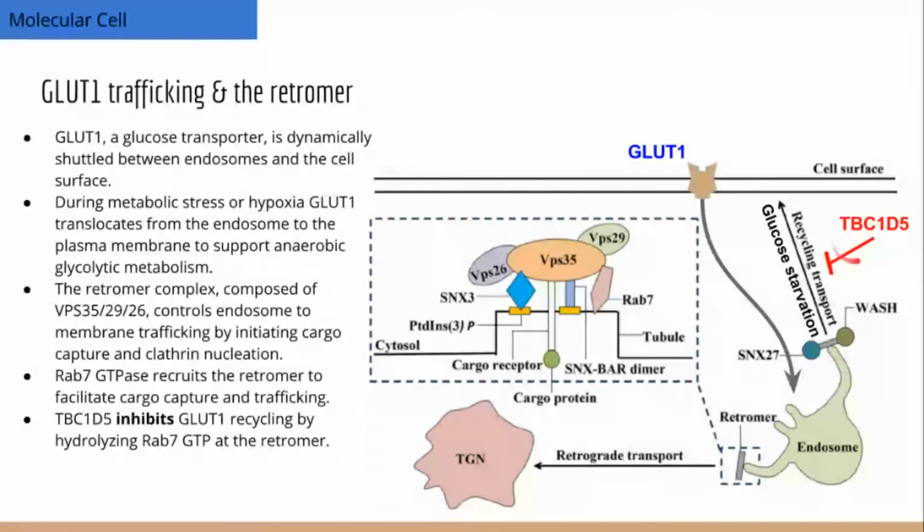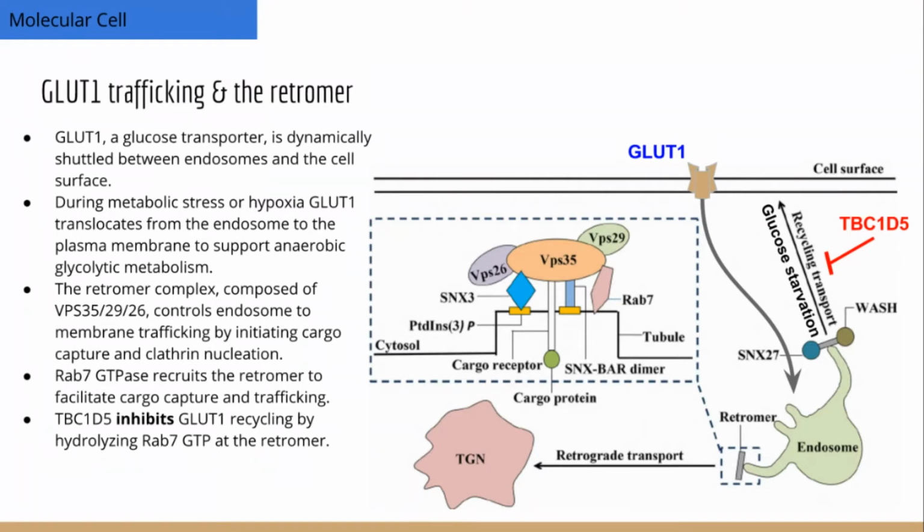TBC1D5 right here, TBC1D5 is a Rab7 GAP. It's a GTPase activating protein that hydrolyzes Rab7's GTP into GDP. So in other words, TBC1D5 inactivates Rab7 right here, and TBC1D5 inactivates Rab7 by hydrolyzing its GTP, and this prevents the recruitment of the retromer to the endosome. And without the retromer at the endosome, GLUT1 does not move to the membrane.